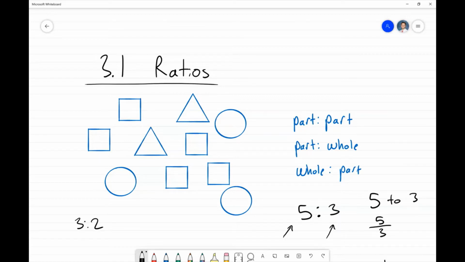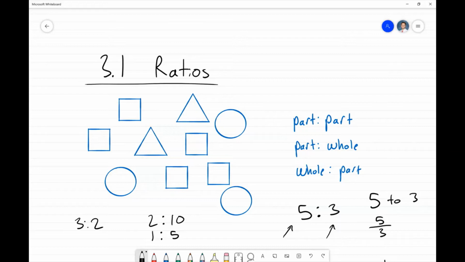Okay, now we could also compare them as part to whole. So if I wanted to look at the ratio of triangles to all of the shapes here, there are 2 triangles, and there are 1, 2, 3, 4, 5, 6, 7, 8, 9, 10 of the shapes in total. So we could say that that is a 2 to 10 ratio. And just like with fractions, we could actually simplify this if we wanted. And so we could say there's a ratio of 1 to 5, meaning for every 5 shapes here in total, there's 1 that is a triangle.